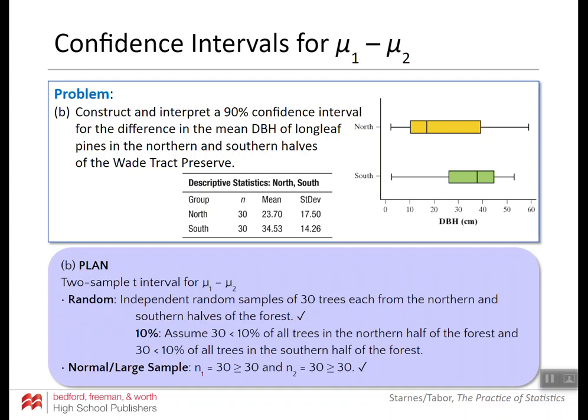Plan, we have a 2-sample t interval for mu1 minus mu2. Checking our conditions. Random condition is met because we have independent random samples of 30 trees from both the northern and southern halves of the forest. 10% condition. It's pretty reasonable to assume that 30 is less than 10% of the trees in both the northern and southern halves. And large or normal sample. Both of our samples are 30, so we have large enough samples.